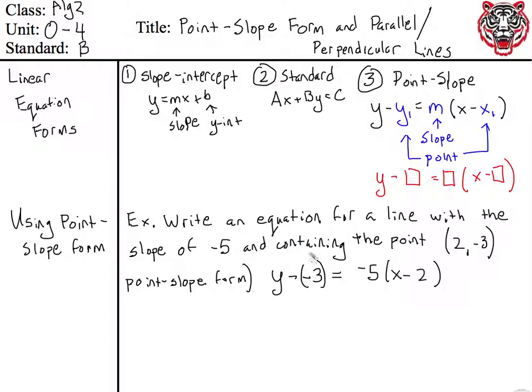So this was our y1 right here. This was our x1. This was our y1. This is our m. Everything is labeled.